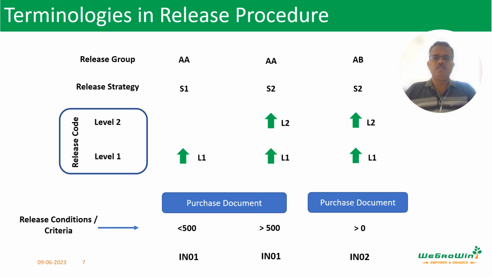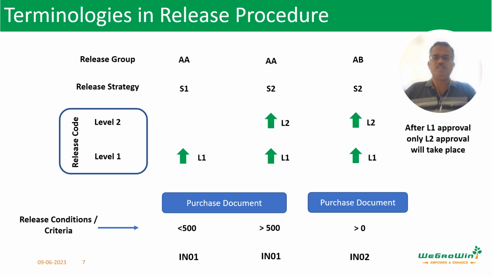And then release conditions. Release conditions determine which release strategy applies for a particular purchasing document. For example, if the value is less than 500 or more than 500, or more than any other value, what is the criteria which has to be used for the release procedure? If the purchasing document satisfies these conditions, then the purchasing document will be approved before it can proceed further.